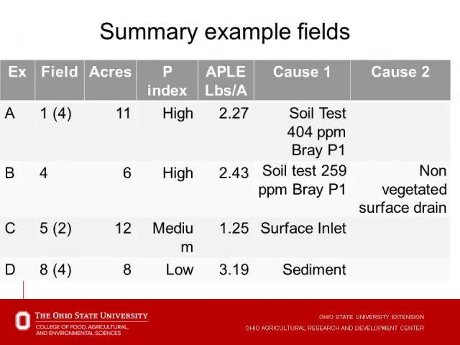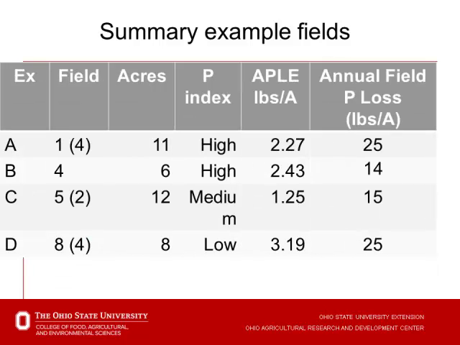This is kind of a summary of all those fields and the information from that, the highs, the lows, the APLE content. And what I think about doing is taking that into a spreadsheet where we start to calculate the total loss from any individual field. Right here you have the field numbers, those acres we were originally looking at, those P-index values, but 11 acres at 2.27 pounds, that 11 acres is on an annual basis contributing 25 pounds of phosphorus to the problem. If we reduce that by half, what have we done?